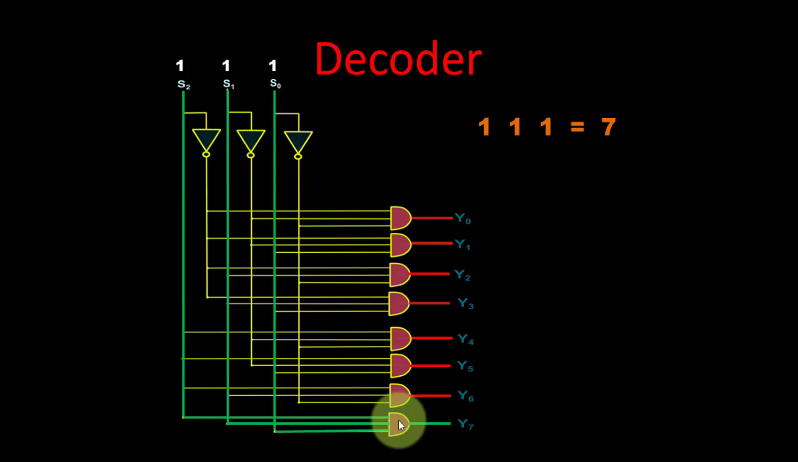So this is what we get. Y7 becomes 1, which shows that 1 1 1 is actually 7. Okay, so we get 1 1 1 is equal to 7. Now let us take another example, 1 0 1.